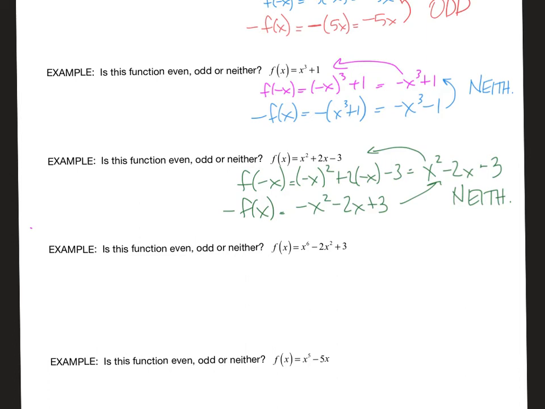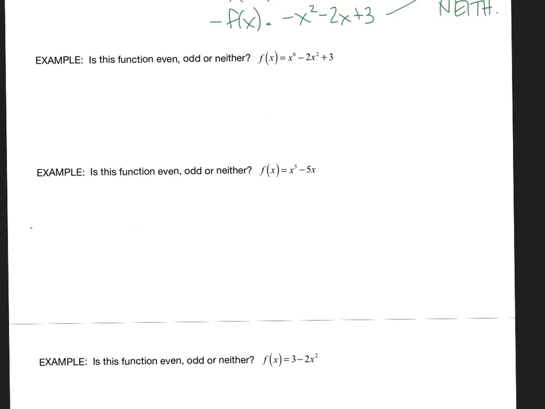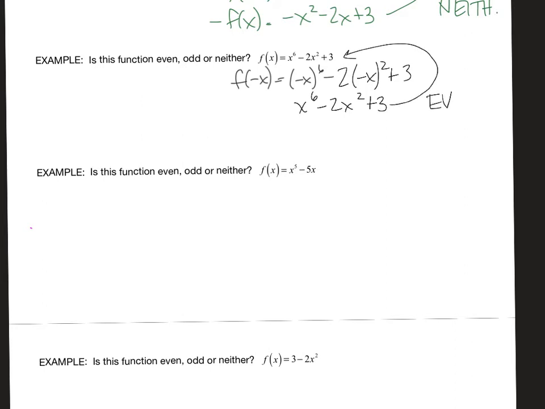Okay, let's move this up. Got a couple more examples here. All right, so is this even? Let's see. Negative x to the 6th minus 2 times negative x squared plus 3. Negative x times itself 6 times is x to the 6th. This is minus 2x squared plus 3. Oh, hey, look, this equals this. This one's even.